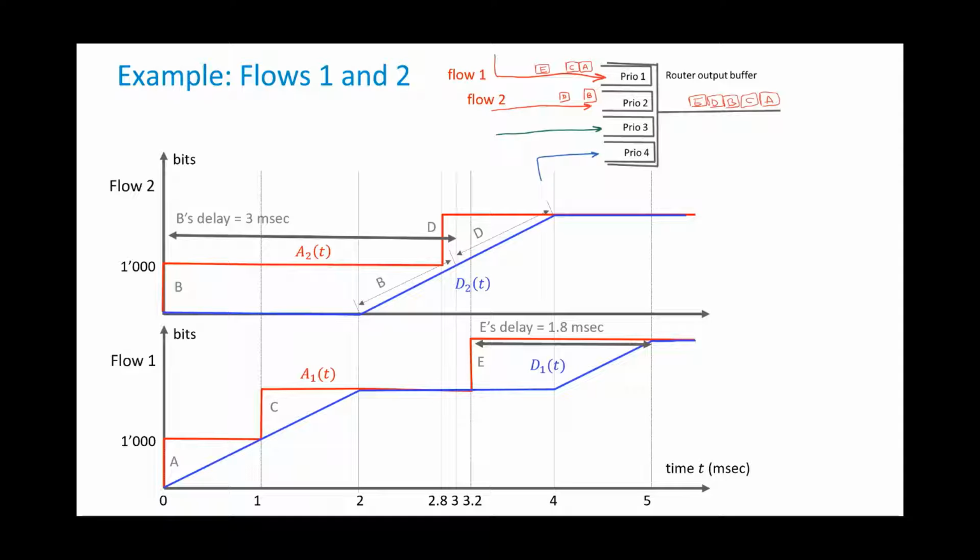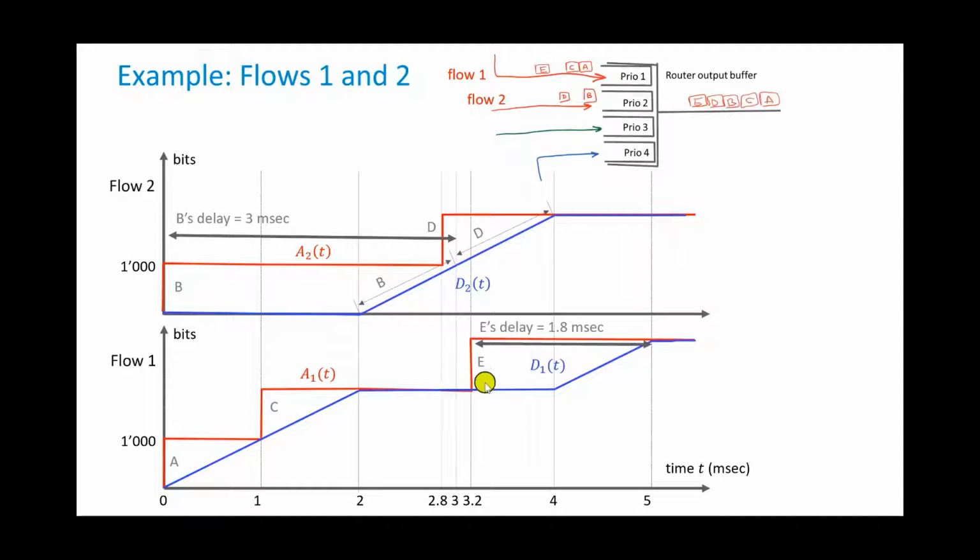We can do the same thing for flow 1. We see there are two packets, A and C, that arrive one after the other. Since they are high priority, they are served together, so the output is at the line rate here. Then we see that the blue and red curves superimpose, which means the backlog is 0. The buffer is empty for priority 1, which means this is when we can serve priority 2, which is exactly what happens. Packet B is being served here.